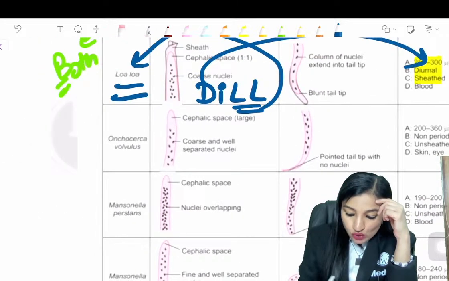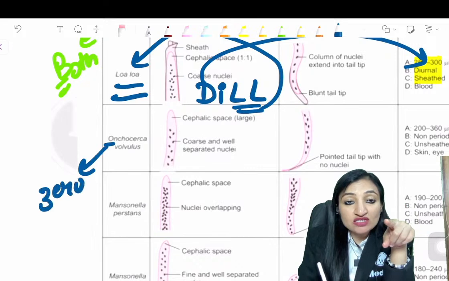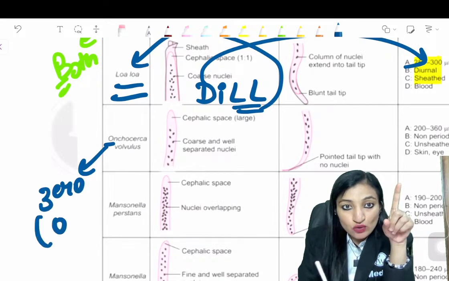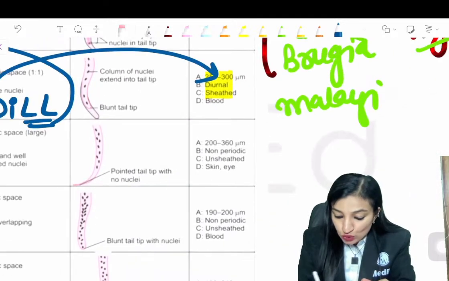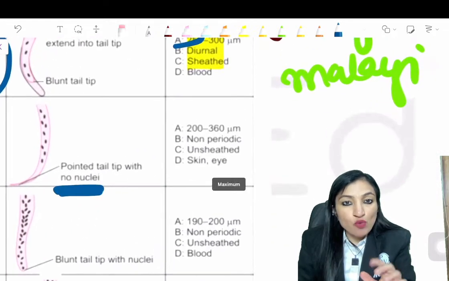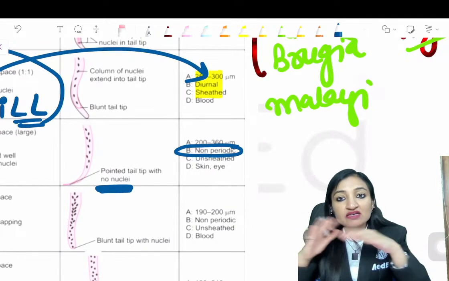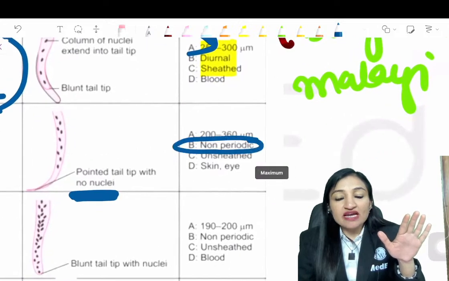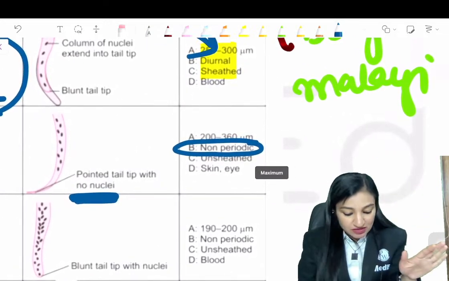Then Onchocerca volvulus. Now remember, Onchocerca volvulus begins with O. O reminds us of zero, not the Shah Rukh Khan movie Zero, but zero in maths. O means absent. So remember, there are no nuclei in the pointed tail tip, and it is non-periodic, unsheathed. So absent features. No periodicity. It will be there in the bloodstream 24 hours. Sheath is absent. Nuclei are absent. Is this clear?